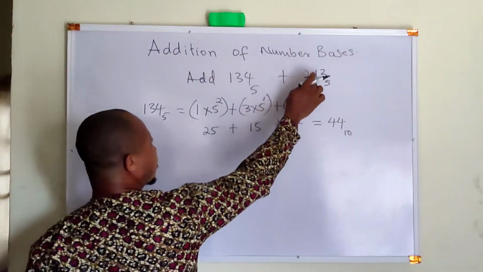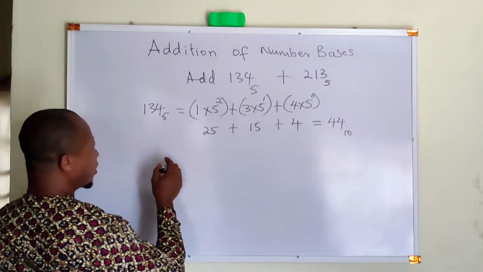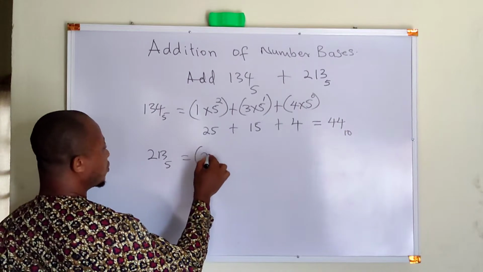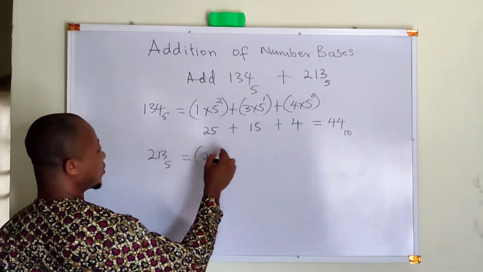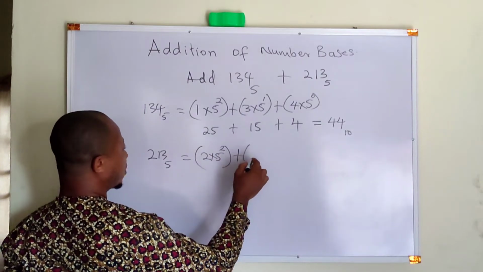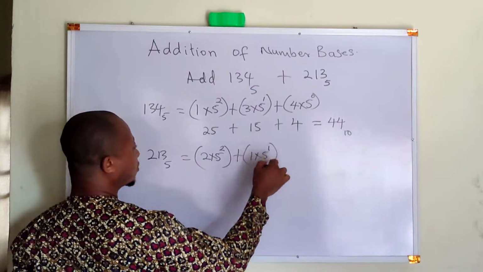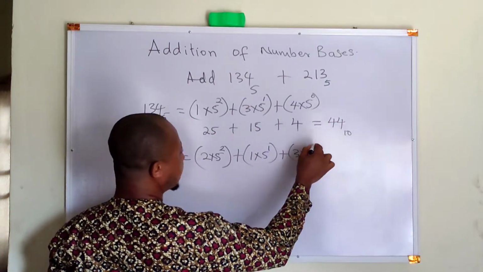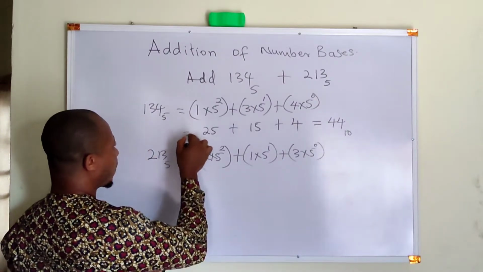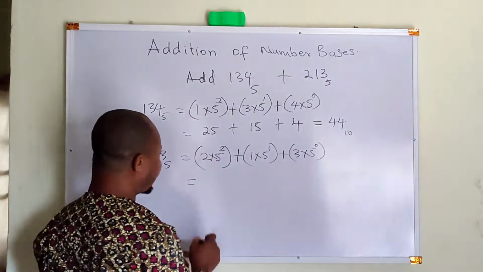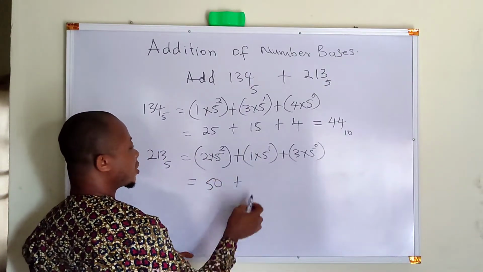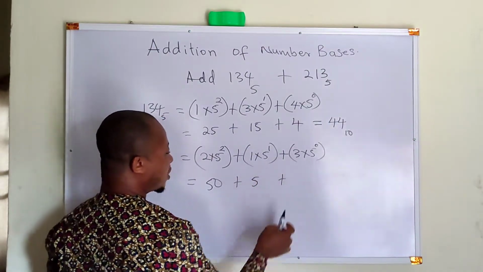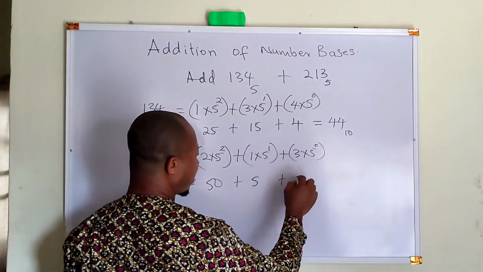Okay, let's go to this. Let's convert this to base 10. The same process. We say 213 base 5 equals 2 times 5 raised to power 2, because we have 3 digits, plus 1 times 5 raised to power 1, because we are left with 1. Then plus 3 times 5 raised to power 0. So here we have 5 raised to power 2 is 25. 25 times 2 is 50, plus 5 raised to power 1 is 5. 5 times 1 will give us 5, plus 5 raised to power 0 is 1. 1 times 3 will give us 3.